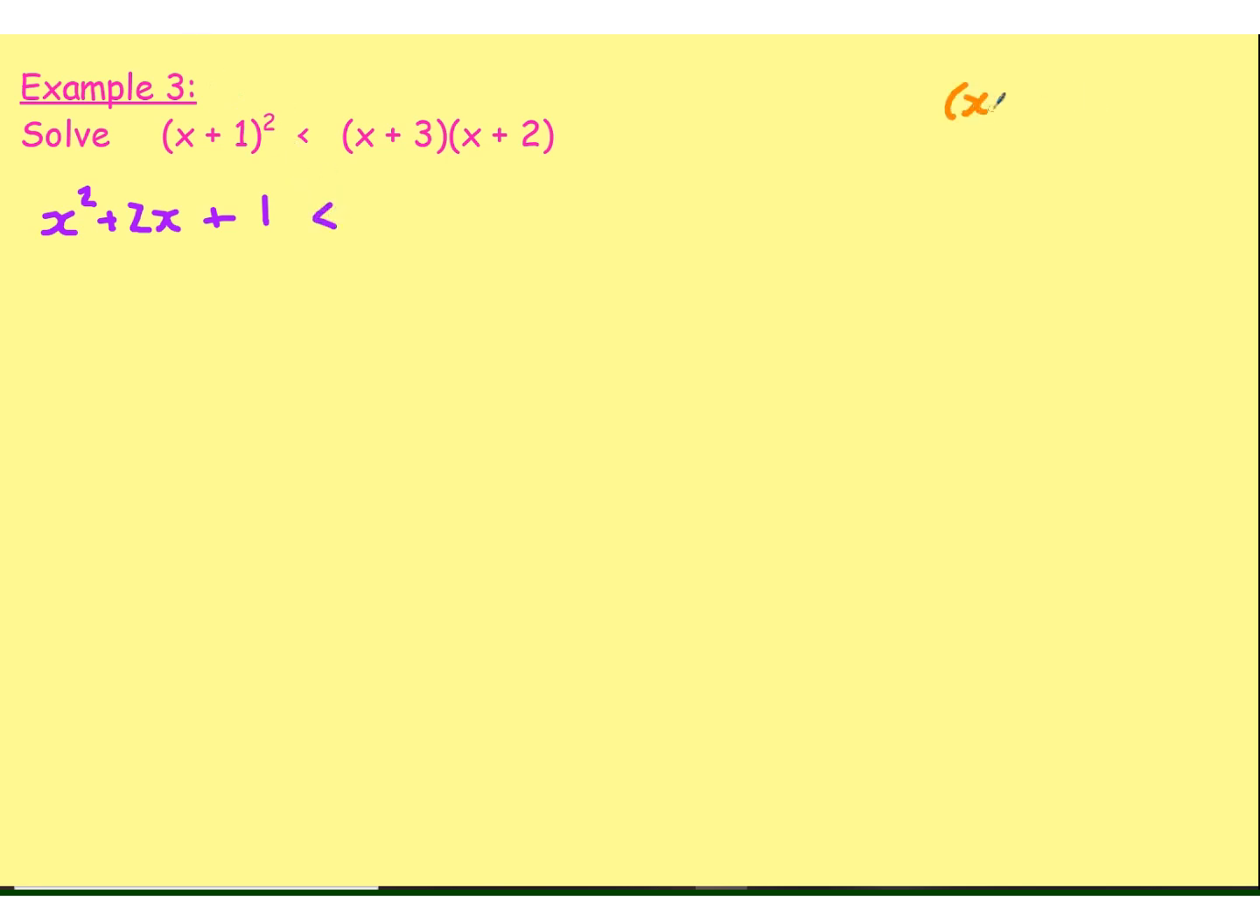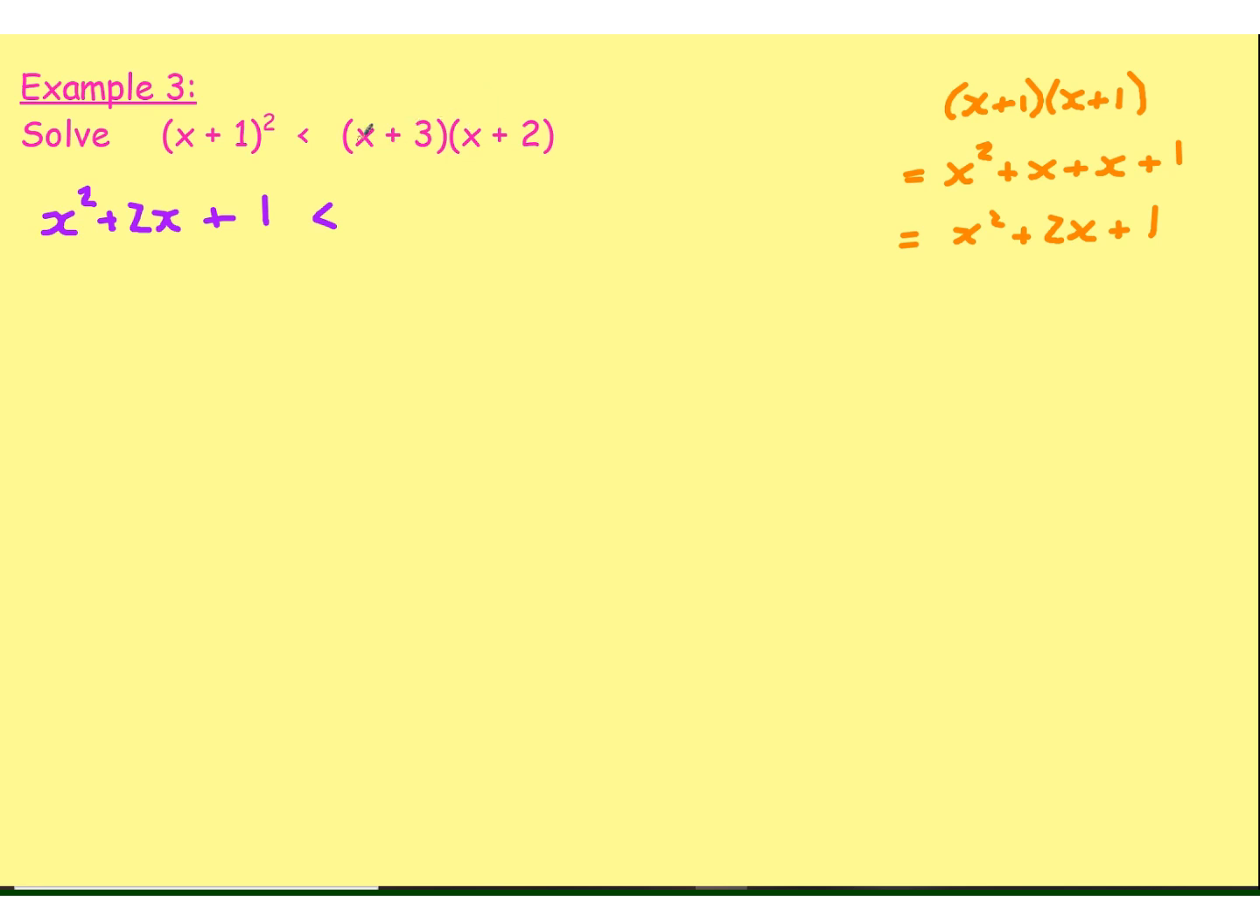Remember, a bracket squared means it's multiplied by itself. And then you would go ahead and use FOIL to break those brackets and multiply it out, and then when you tidy it up, +1. And that is matching what I've done there. So you can use either method, it doesn't matter, whatever you fancy.